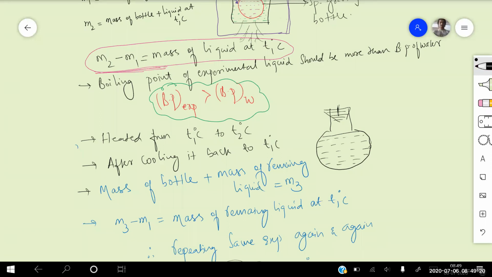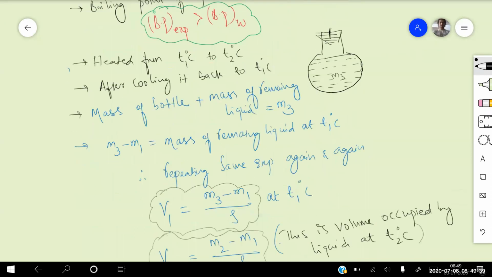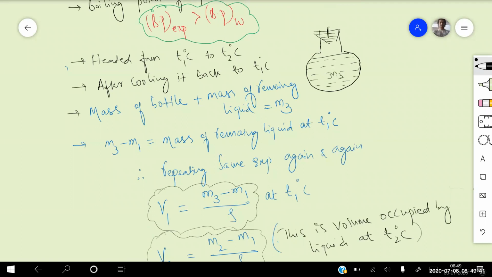So how do we write that? The mass of the bottle is not going to change, so it is the mass of the bottle plus the mass of the remaining liquid, which is M3. So M3 minus M1 is the mass of the remaining liquid at T1 degree centigrade, because we are taking the bottle back to the same temperature T1. So we repeat the same experiment again and again.